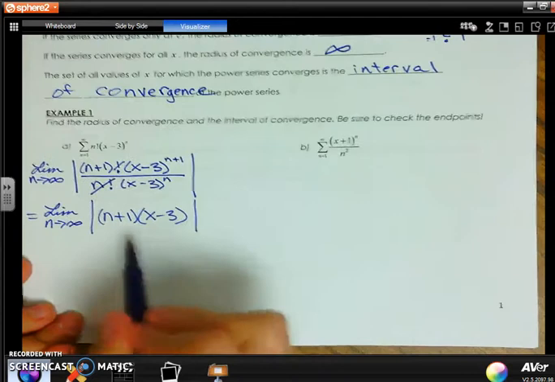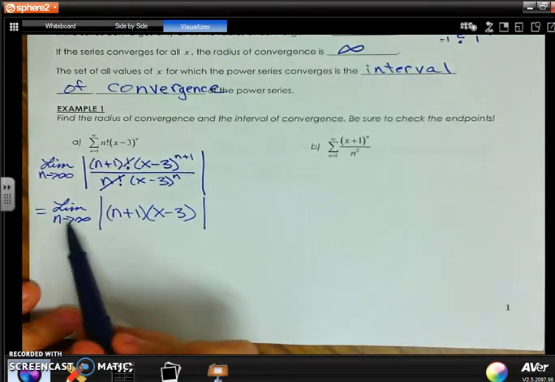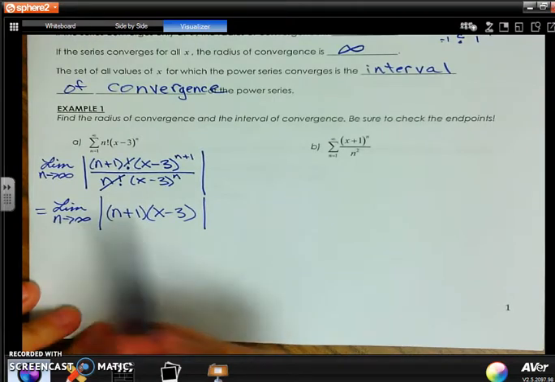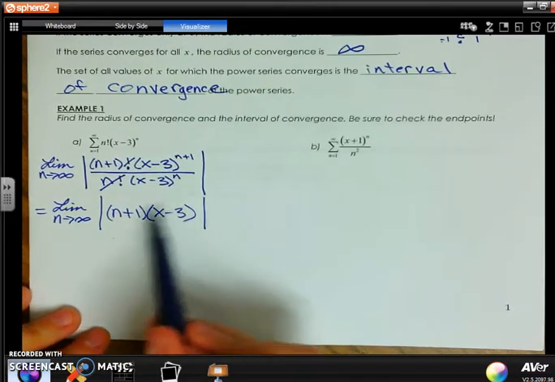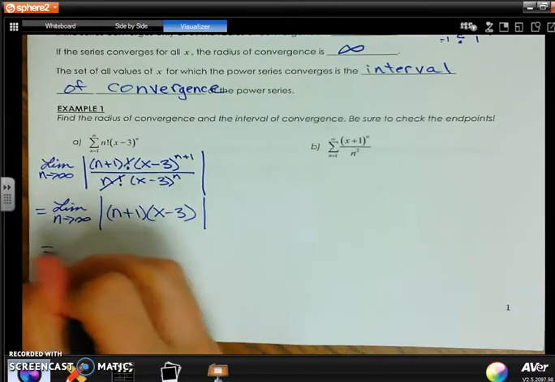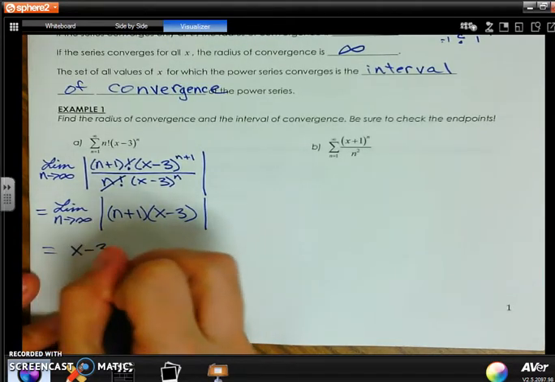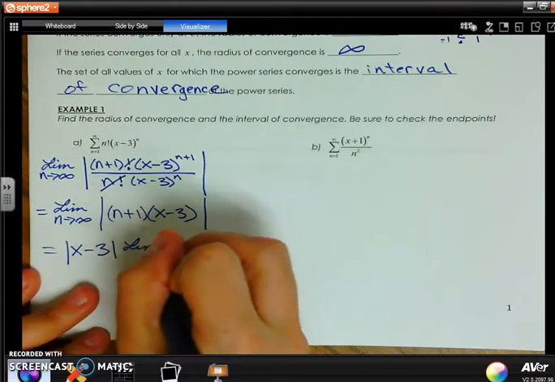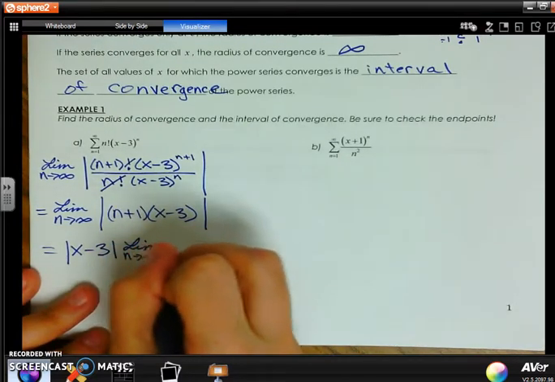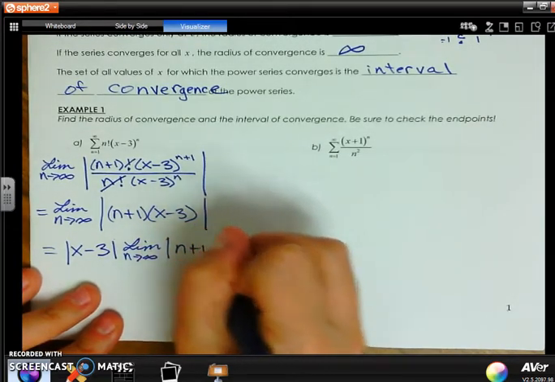Now, this is the tricky part, but once you do it a few times, you'll get used to it because you do it every single time. Remember, our variable, so to speak, is n. This x minus 3 is just some constant that's going to go for the ride. So this can be factored out. You're going to do this every time, and again, it's because we're messing with the n over here, not with x. So that gets factored out. I'm taking the limit as n approaches infinity of this n plus 1.